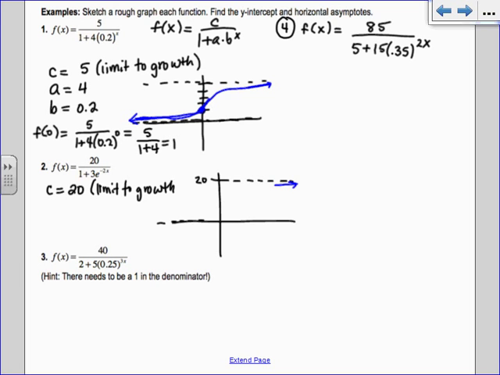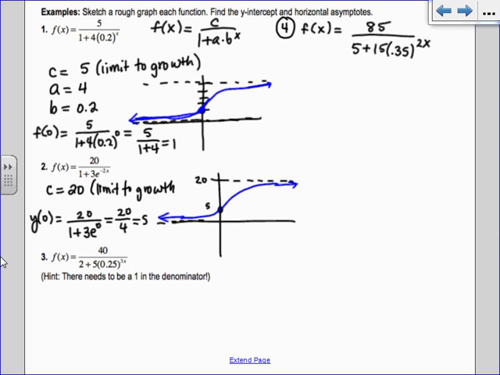The last thing we need to know is where the y-intercept is. You could do the y-intercept is c over 1 plus a, or you could just very quickly plug in 0 for x. So we get 20 over 1 plus 3 e to the 0. e to the 0 is 1. So 20 over 4 is 5. So we're crossing at 5. So it looks like that. Easy enough?